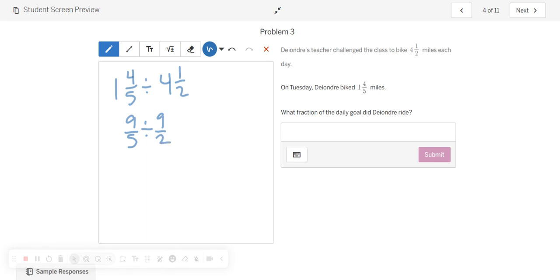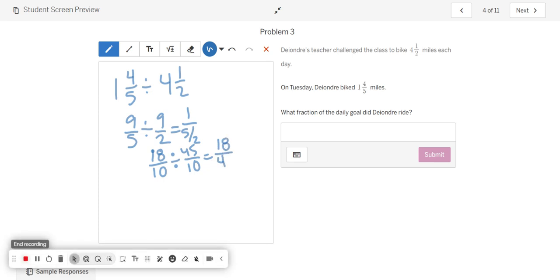Now, it looks like you can divide straight across, 9 divided by 9 and 5 divided by 2, but 5 divided by 2 ends up on the bottom. It would have been 1/5. It's going to work out nice, but you could have gotten common denominators, which would have been 10. So this would have been 18/10 divided by 45 over 10, and that would have been 18 over 45.